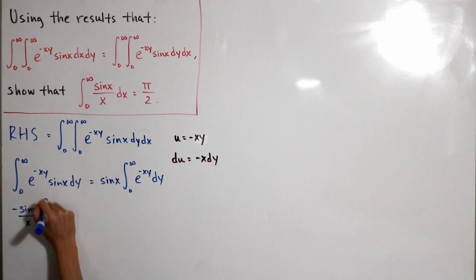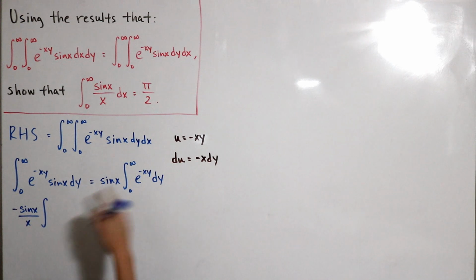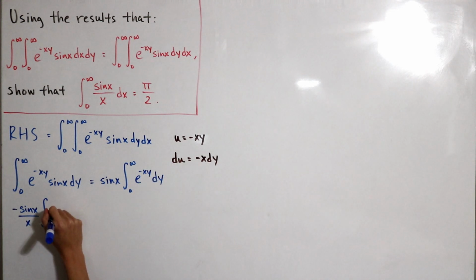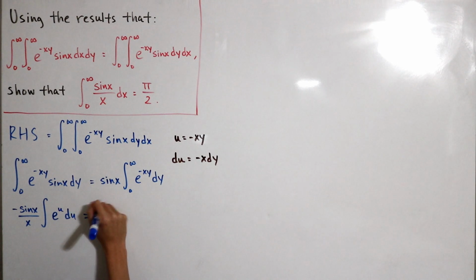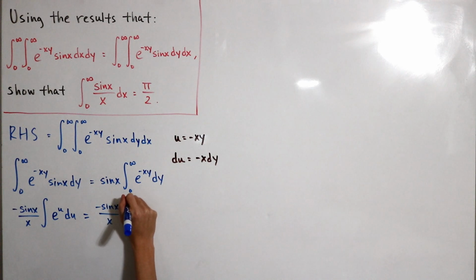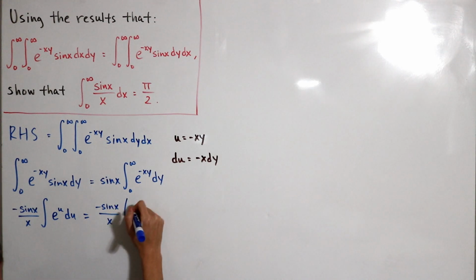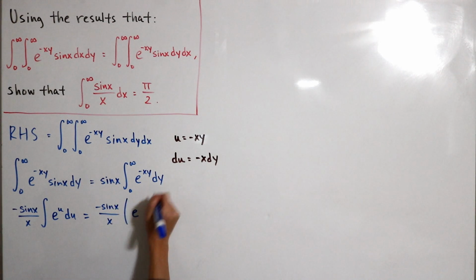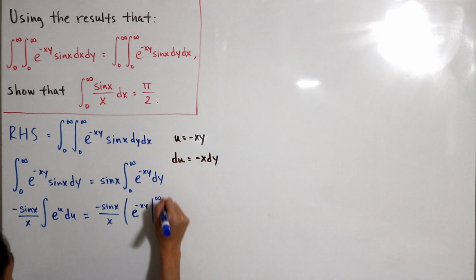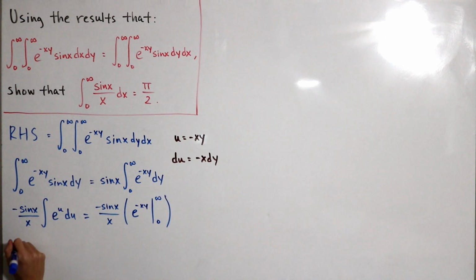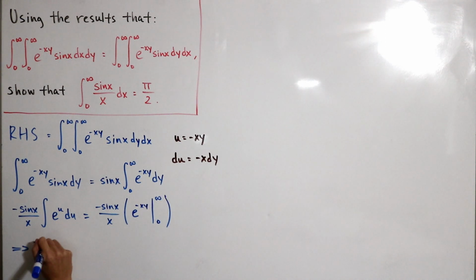Then we have our integral, let me just leave the bounds empty for now. So this will just be e to the u du. And so this is equal to negative sine of x divided by x. Then we integrate, and e to the u is just e to the u. So just put that back in: negative x y, evaluated from infinity to 0. Then you'll see negative sine x divided by x.